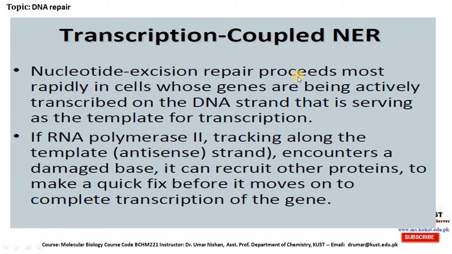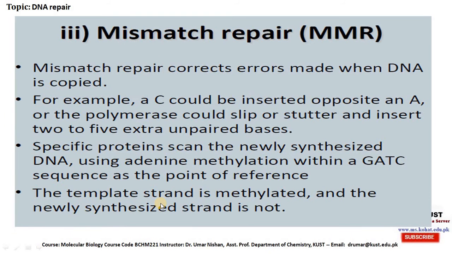Now there is transcription coupled nucleotide excision repair. Nucleotide excision repair proceeds most rapidly in cells whose genes are being actively transcribed, on the DNA strand that is serving as the template for transcription. If RNA polymerase II, moving along the template antisense strand, encounters a damaged base, it can recruit other proteins to make a quick fix before it moves on to complete the transcription of the gene.